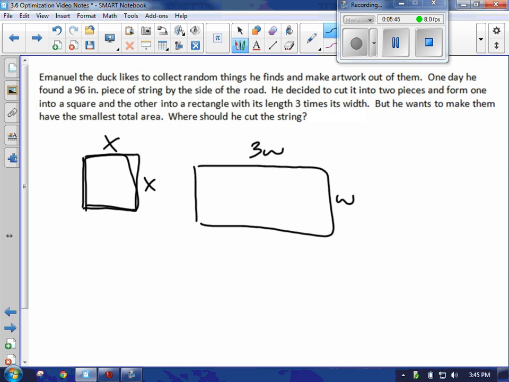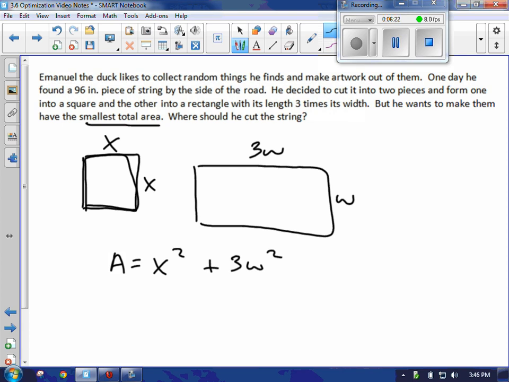Okay, so with this type of problem, we want to find the smallest total area, so we want to minimize area. Whatever you want to minimize or maximize, you need to find a formula for that. The area of the square would be x squared. The area of the rectangle would be 3w times w, or 3w squared. Now this poses a problem because we have this in terms of x and w. We only want it in terms of one variable, so we need some other formula that relates x to w.